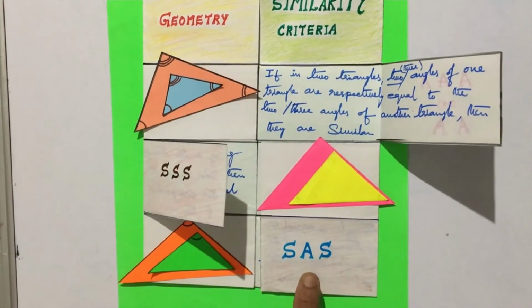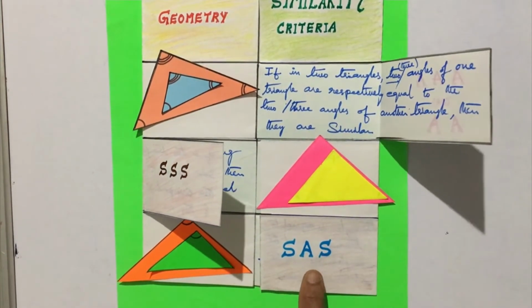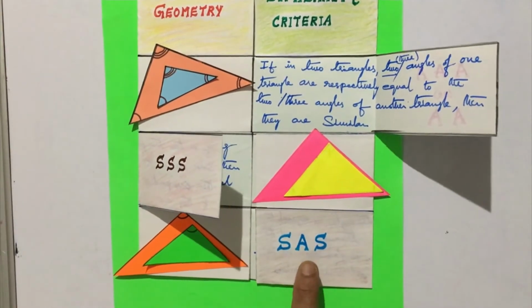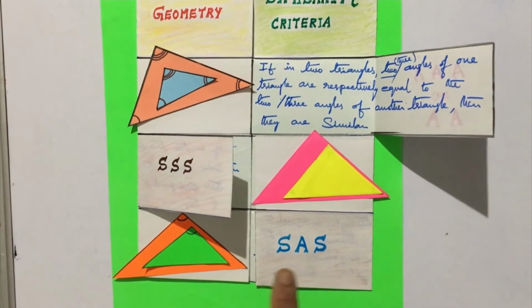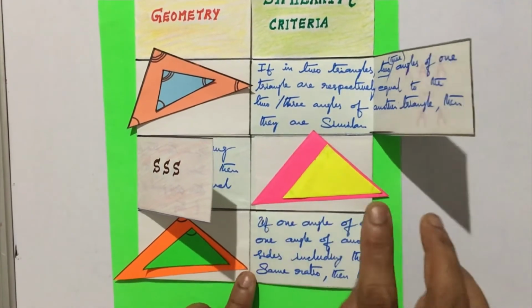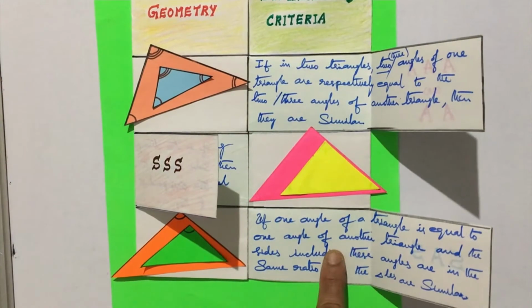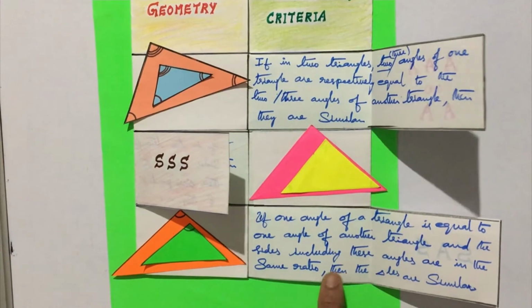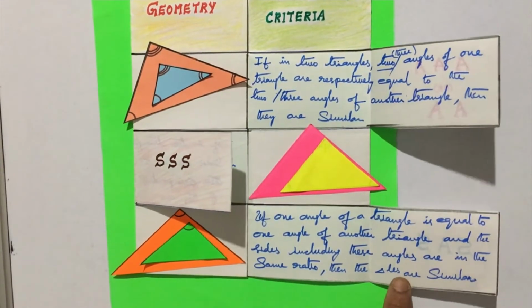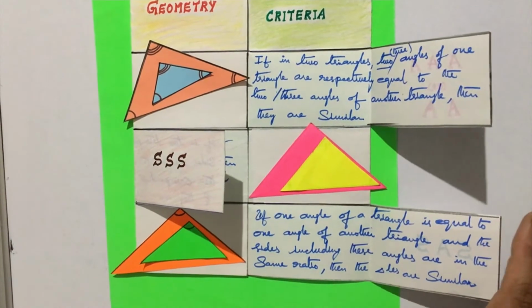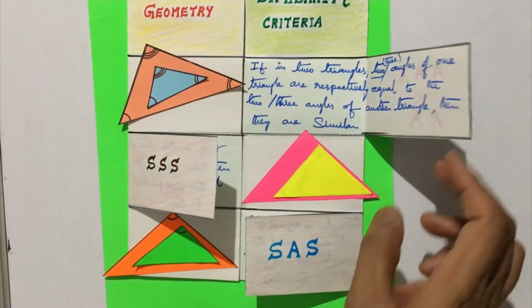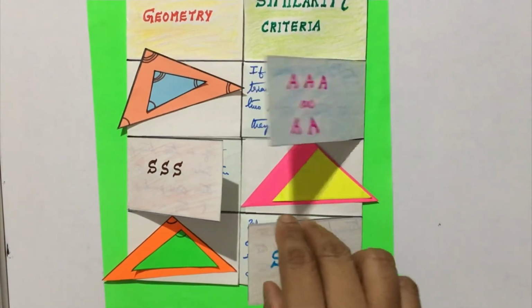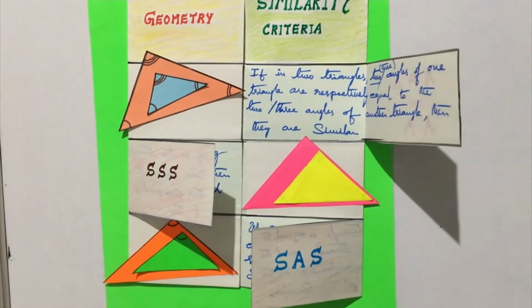Coming to the SAS similarity criteria, it means the angle is the included angle, and the sides are containing this included angle. So if one angle of a triangle is equal to one angle of another triangle, and the sides including these angles are in the same ratio, then the triangles are said to be similar to each other. Hope you understood very well about this similarity criteria, and in this module we are going to discuss more about it. Based on this similarity criteria, let us prove some of the results.